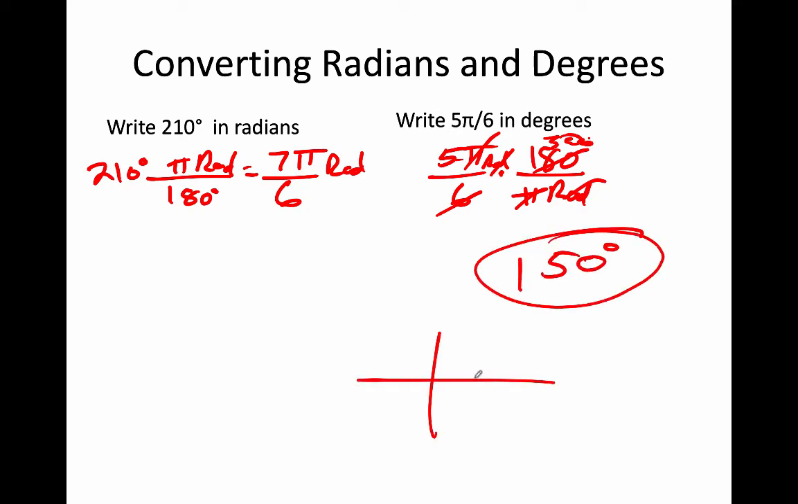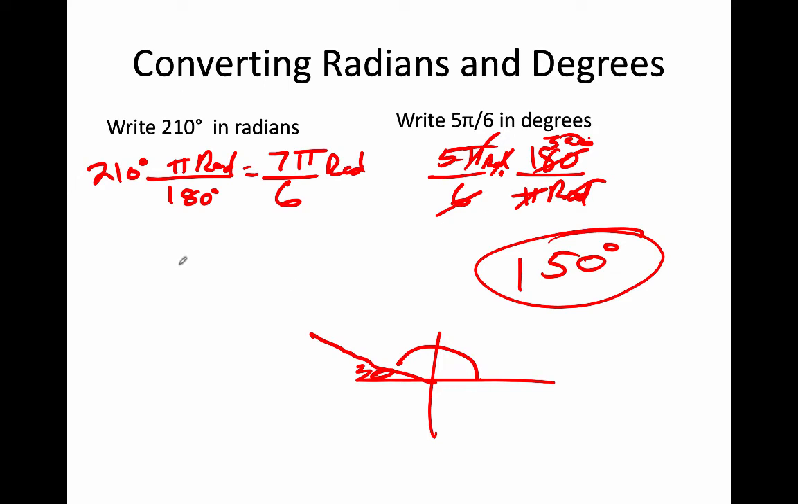And if you think about 150 degrees, whoa, that's a terrible drawing. I'm 30 degrees short. And if you think about 5 pi over 6, I'm 1 pi over 6 short of making it all the way to 180, because 6 pi over 6 would be pi radians, okay?